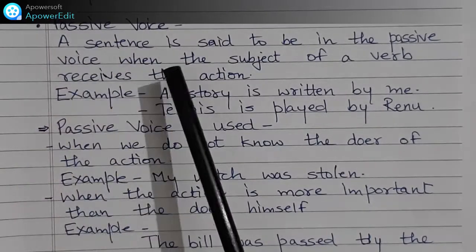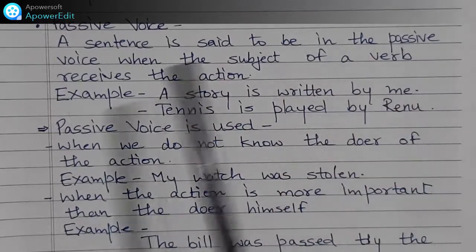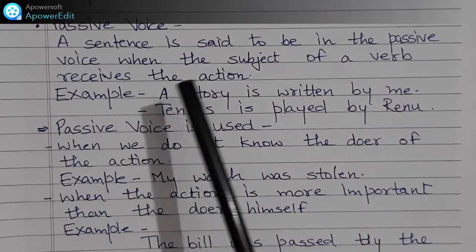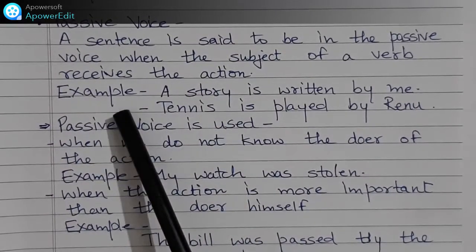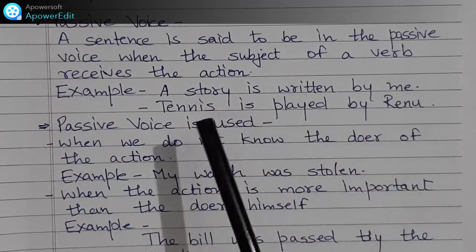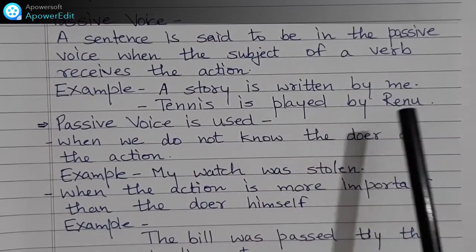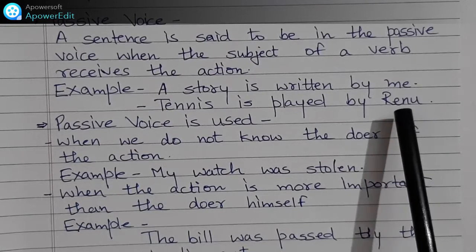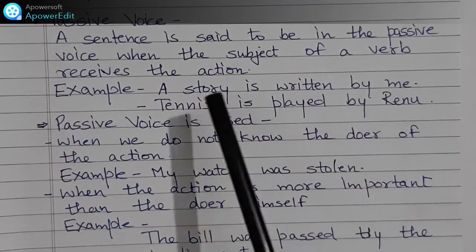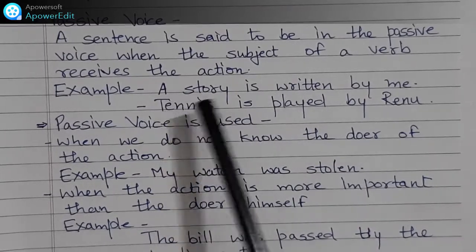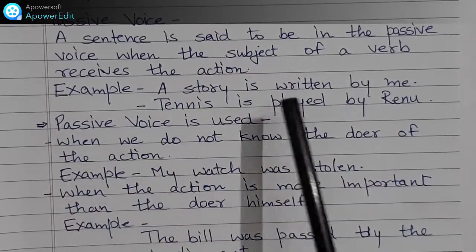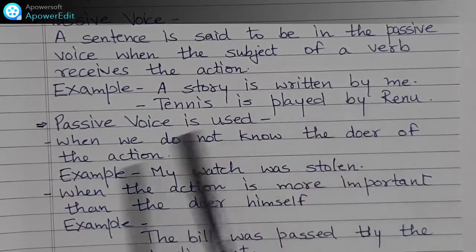Passive voice. A sentence is said to be in the passive voice when the subject of a verb receives the action. For example, a story is written by me. Tennis is played by Renu. So here you can see that the subject is receiving the action of the verb. So these sentences are in passive voice.